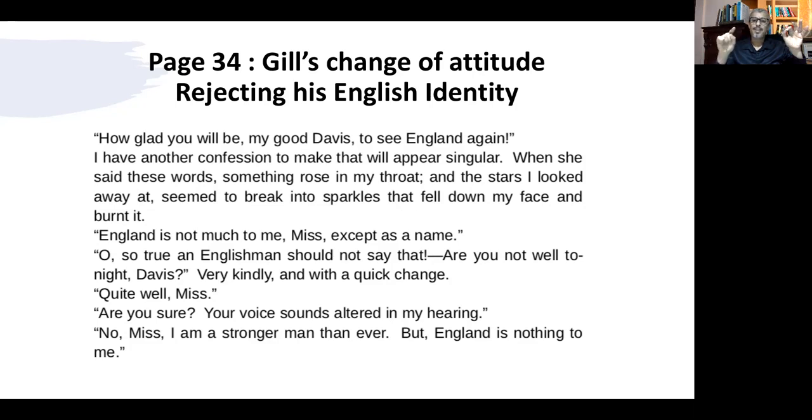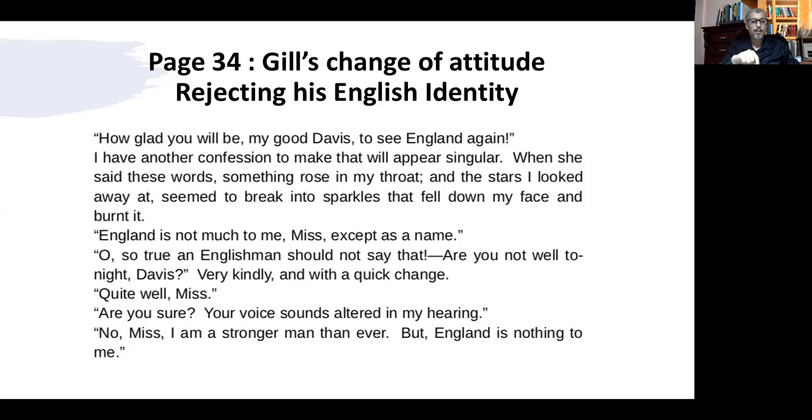And this is the line that divides between the before of the narrator and the after. His hatred for England, his envy of the upper class people, and then the change of attitude after, when he starts to love England, and then that he wants to sacrifice himself now for the imperialist England or Britain. Okay. Also true, an Englishman should not say that.